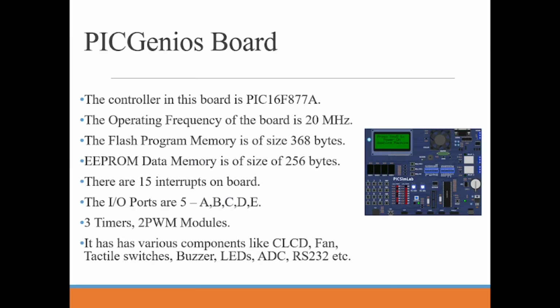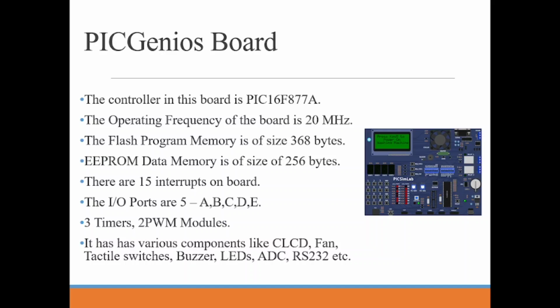So let us see about the board which I have learned in this internship. The board which I have learned in this internship is the PIC Genesis board. The controller available in this PIC Genesis board is the PIC16F877A microcontroller. The operating frequency of this board is 20 MHz. The operating frequency is provided by a special circuit called an oscillator circuit, which is used to generate pulses. From the pulses we get an operating frequency, and by this operating frequency the controller works.